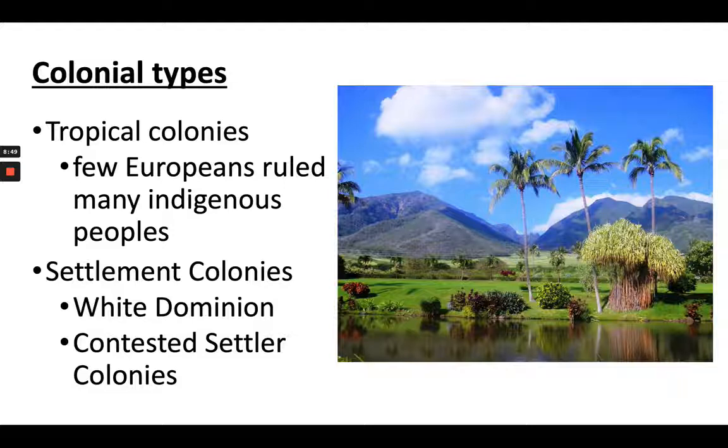Or you have contested settler colonies. These are going to be places where you have conflict between the indigenous population and the growing white population, European settlers. So with settlement colonies, you have Europeans moving and living in these colonies permanently. With white dominion colonies, they repopulate the land after decimating the native population. With contested colonies, you have conflict between the new white settlers and the indigenous peoples. Examples of this would be New Zealand with the Maori people, South Africa, that's a huge one, and even Hawaii.